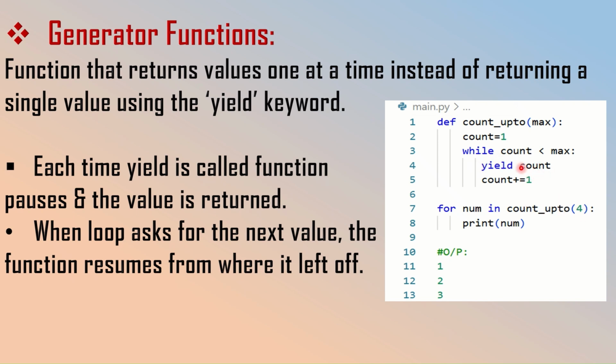So whenever it returns the value, we have the count value as 1, so it returns the value to this for loop. Inside this for loop, we have a print statement, num. So it will initially print the value as 1.